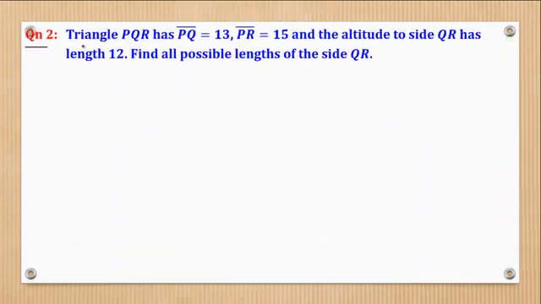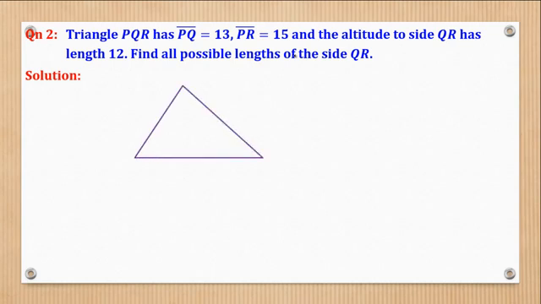Then question 2: triangle PQR has PQ equal to 13, PR equal to 15, and the altitude, which is the height, to side QR has length 12. Find all possible lengths of side QR. So you're going to first make a sketch. There are two possible ways of drawing such a triangle.